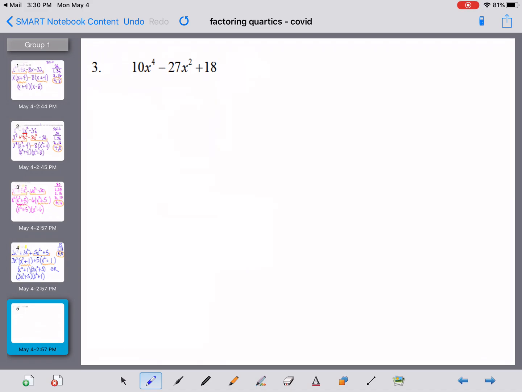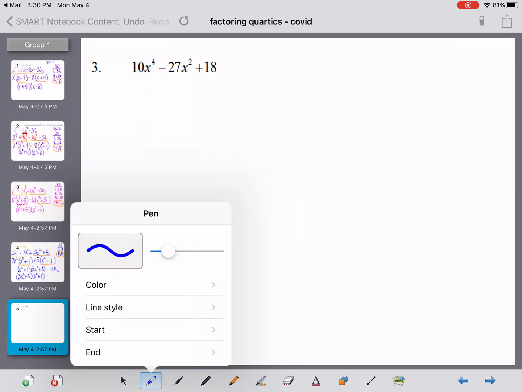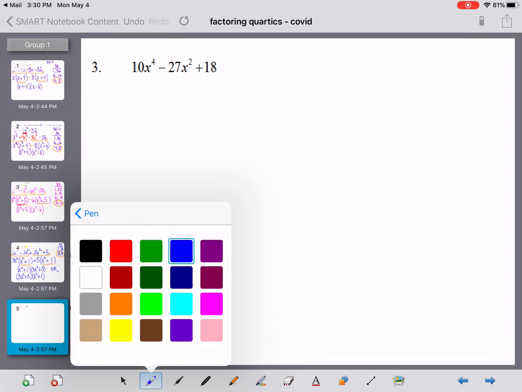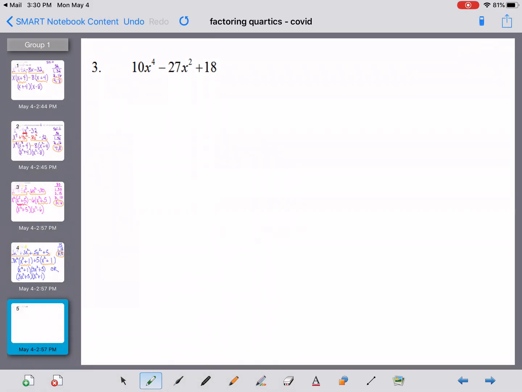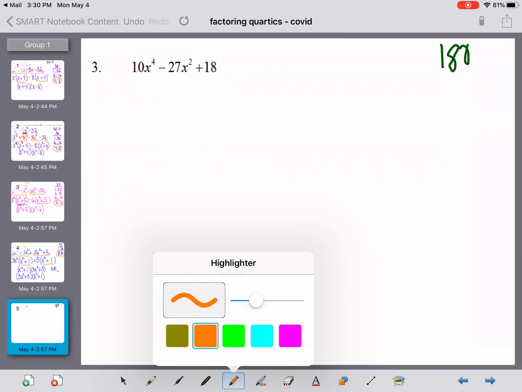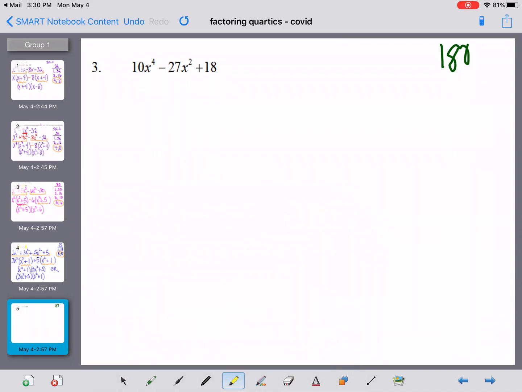one more here. Again, it's going to be a split the middle type of problem. We've got a little bit bigger numbers, but what we're really trying to pay attention to is the fact that there's an x to the 4th in this problem. And as we take a look at that, when we're splitting the middle here, 10 times 18 is 180. And I'll highlight that again so you can see where that's coming from. The 10 and the 18 here. 10 times 18 is 180.